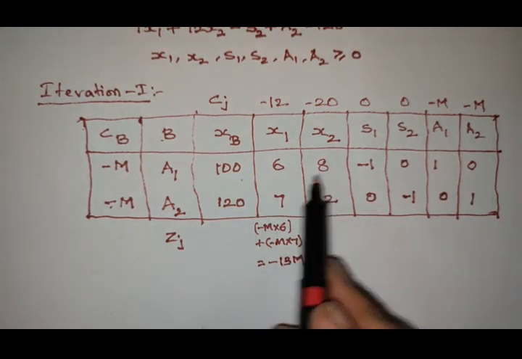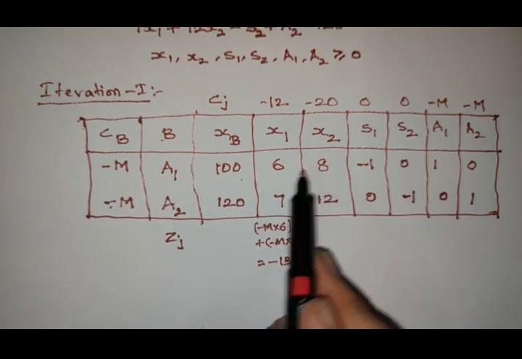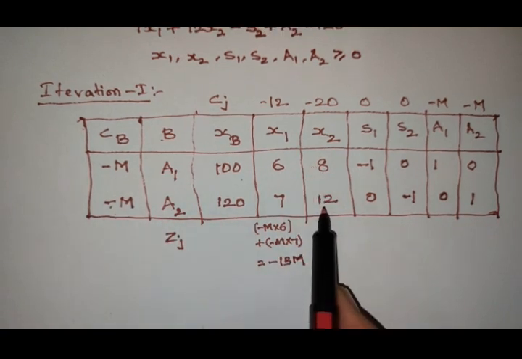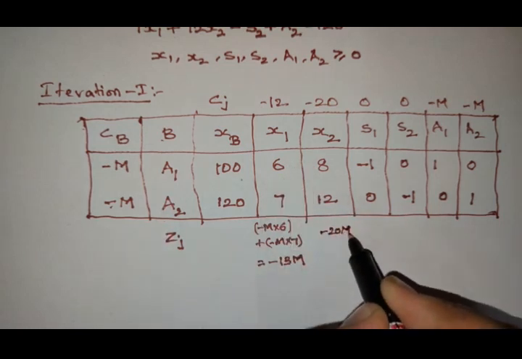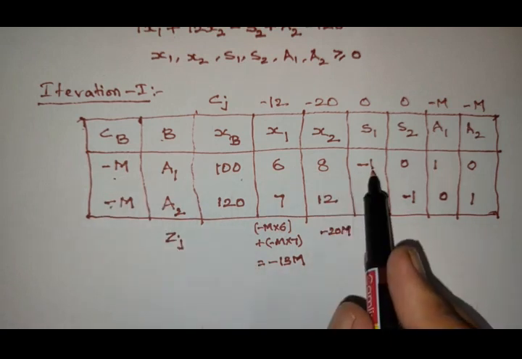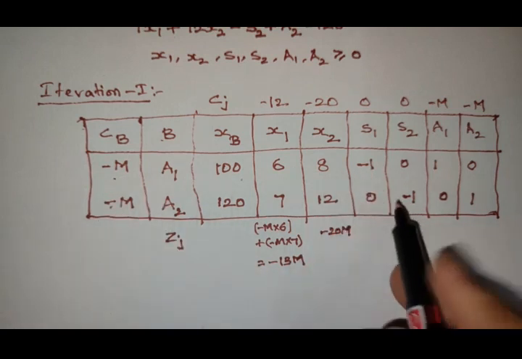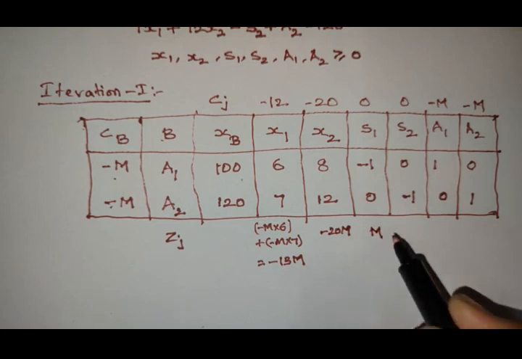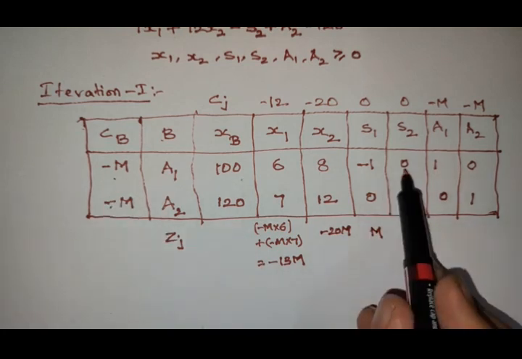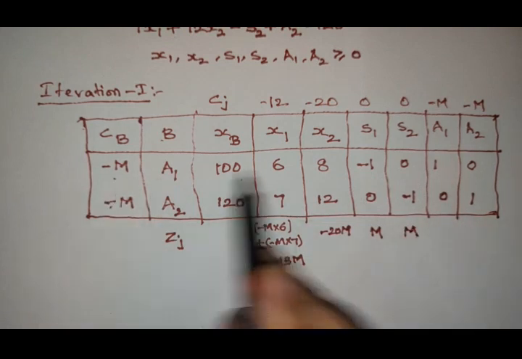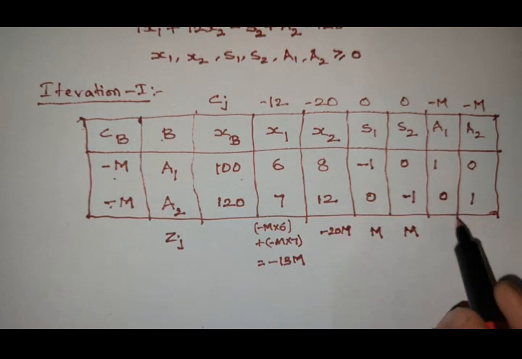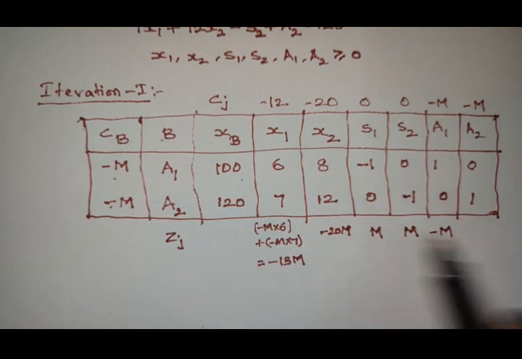Next, minus M into 8, minus 8M, minus M into 12, minus 12M. Minus 8M minus 12M, so it is minus 20M. Next, minus M into minus 1, plus M, plus minus M into 0, 0. So totally we will get capital M. Next, minus M into 0, plus minus M into minus M, so M. Next, minus M into 1, plus minus M into 0, minus M. Next, minus M into 0 plus minus M into 1 is minus M.